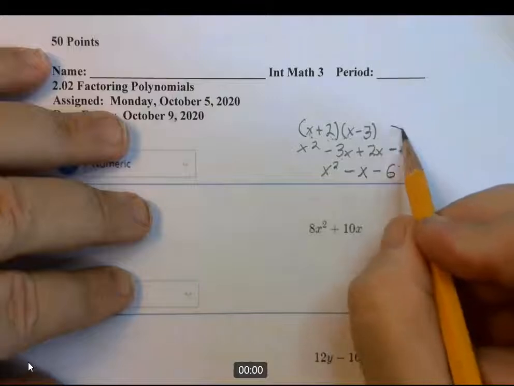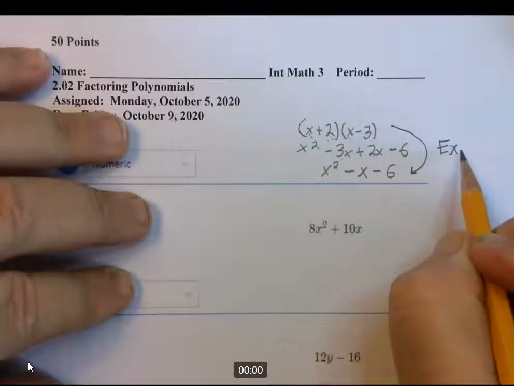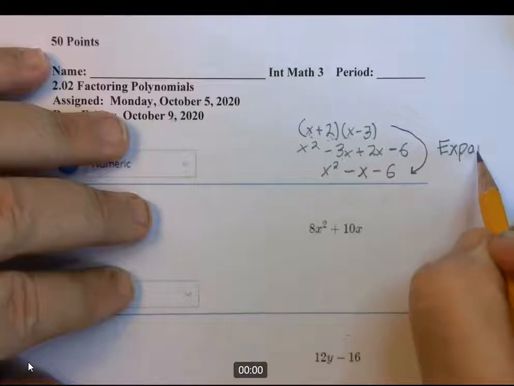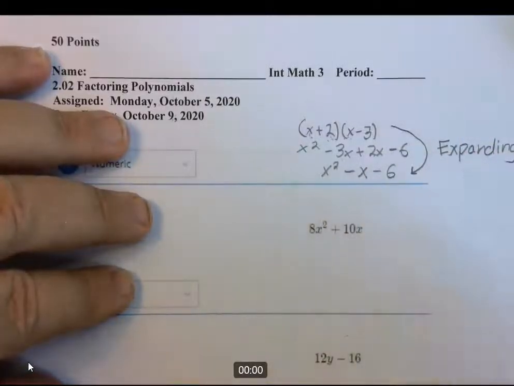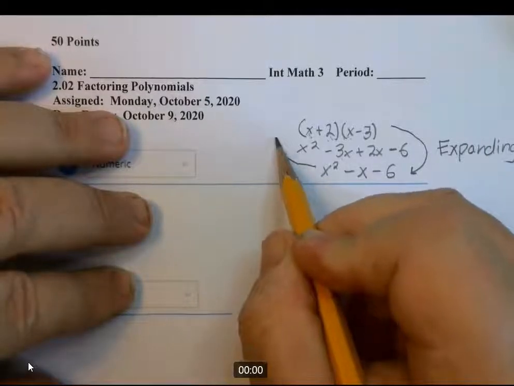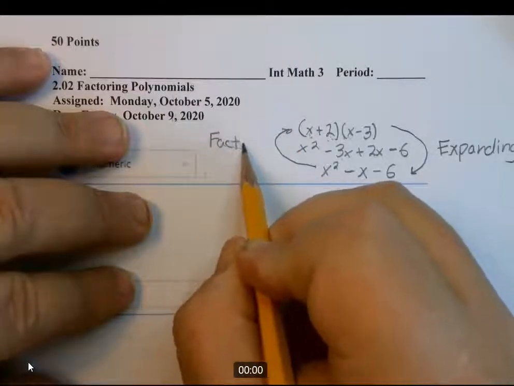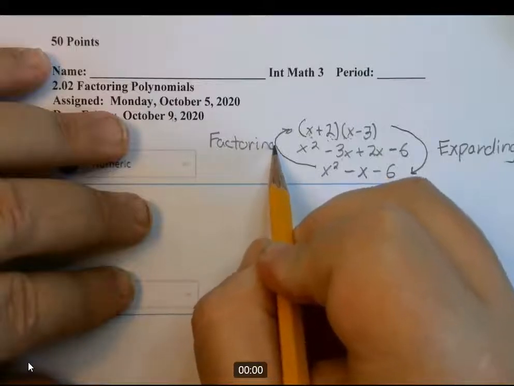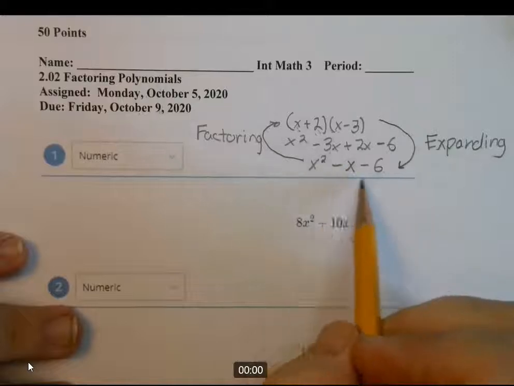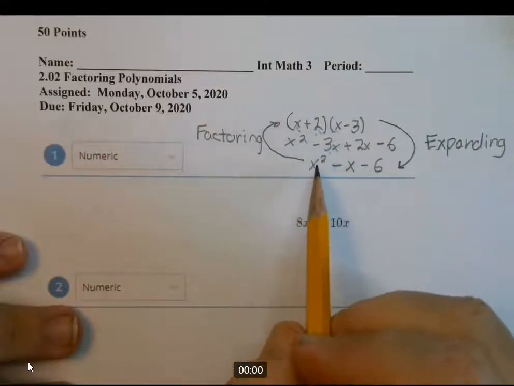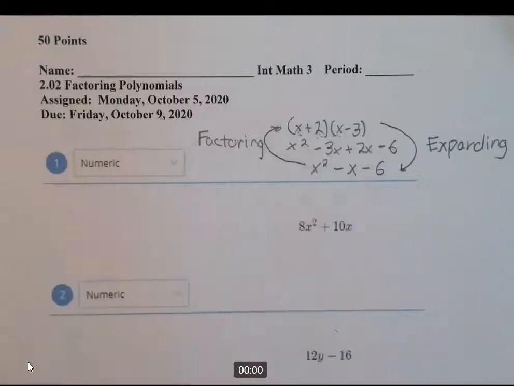So going from this to this is called expanding. That's expanding a polynomial. And what we're going to be doing today is going from this to this. And that's called factoring. You're breaking it apart. That's what factoring is. Okay, so that's really what this lesson's about, going from something that looks like this, and there's a variety of them, not just this one, to something that looks like this, that's broken apart.